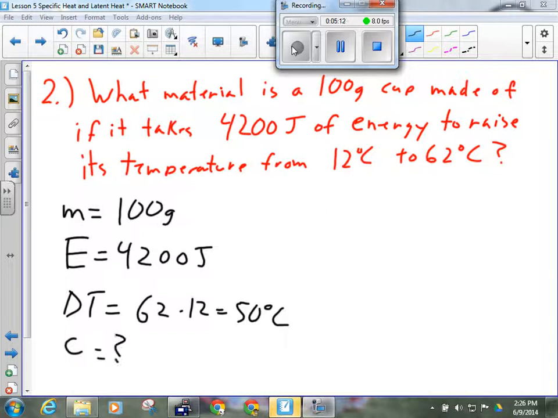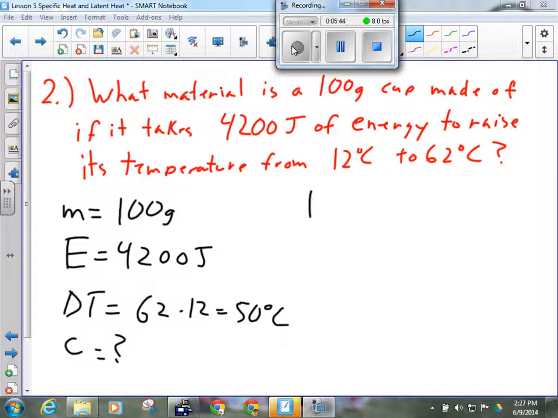Anytime they're asking you what material, they're asking you to find the specific heat capacity, because specific heat capacity is a physical property. Same as the physical properties we did in that first lab of the year, where we used the physical properties of those unknown substances in order to identify them. Specific heat capacity is a physical property that is unique to each material. So finding the specific heat capacity will allow us to use the chart that you just received on that worksheet to figure out what something is made out of.